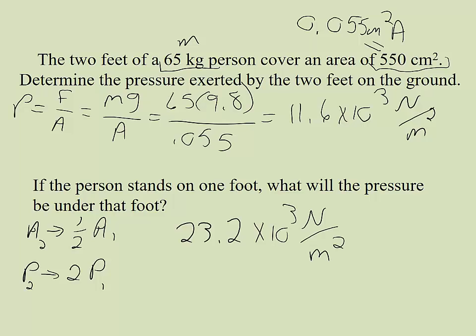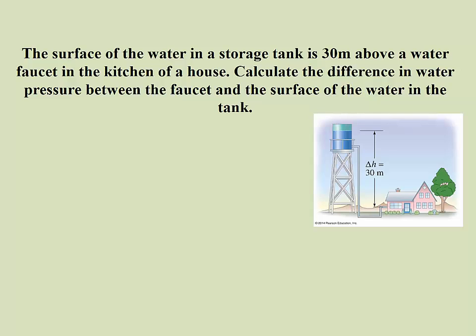Okay, so now let's change from direct pressure and direct density equations to look at one with fluids involved. The surface of the water in a storage tank is 30 meters above a water faucet in a kitchen of a house. Calculate the difference in water pressure between the faucet and the surface of the water in the tank. So you can see that the tank's not filled all the way, but from the top it's at 30 meters. All right, density of water is, as we said before, 1.0 times 10 to the third kilograms per cubic meter.